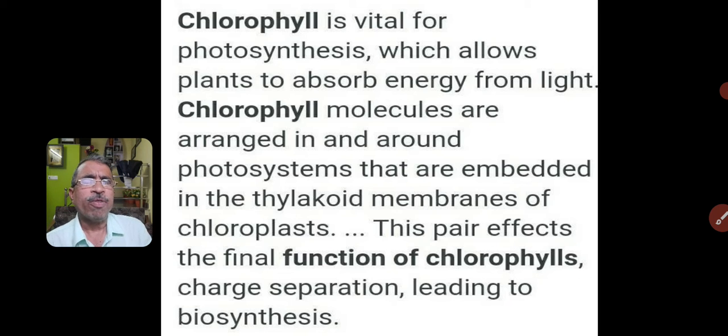Coming to the chlorophyll. Chlorophyll is vital for photosynthesis, which allows plants to absorb energy from light. Chlorophyll molecules are arranged in and around photosystems that are embedded in the thylakoid membranes of chloroplasts. This pair affects the final functions of chlorophylls, charge separation leading to biosynthesis.